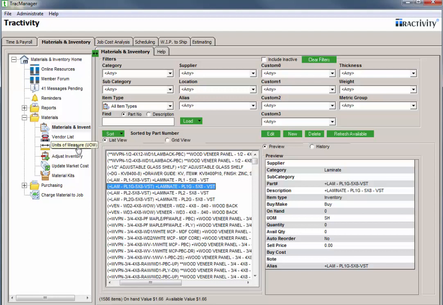The areas to concentrate are going to be mostly in the area of like linear feet for rolls. You may have some issues with pairs from each to pair and pair to each, depending on how they're coming from Cabinet Vision.